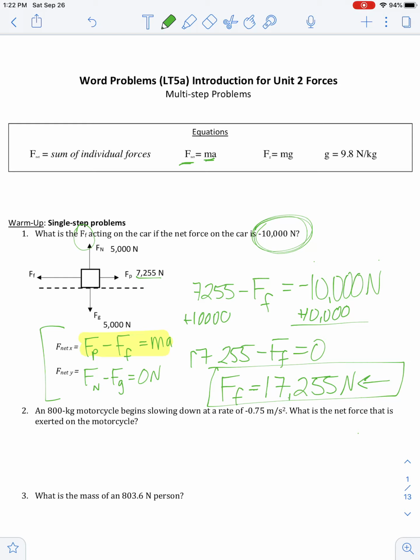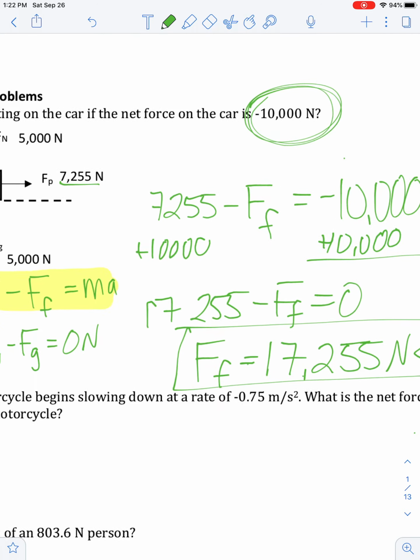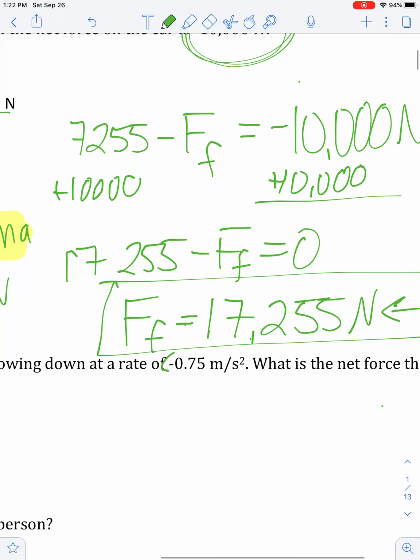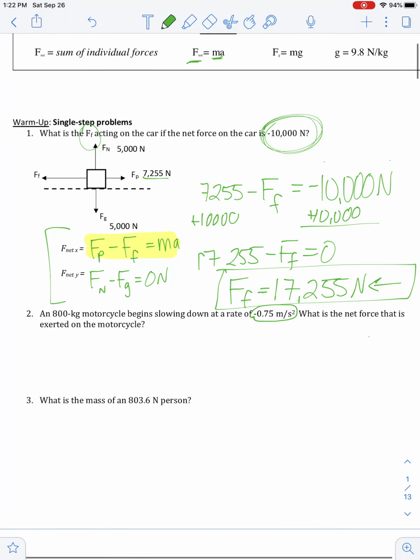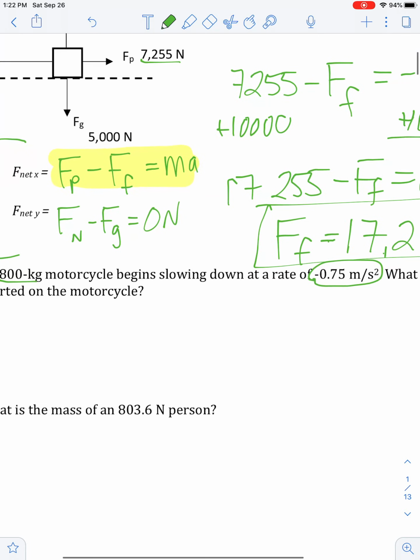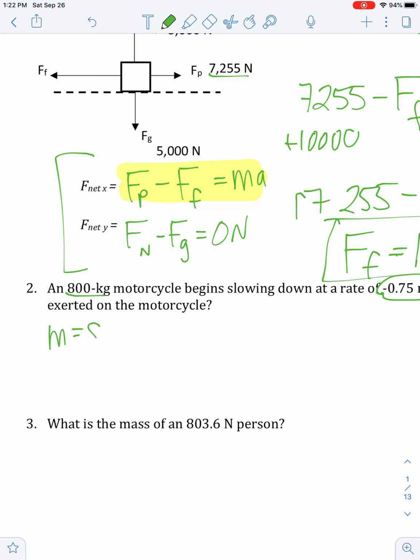Let's try number 2. An 800 kilogram motorcycle begins slowing down at a rate of negative 0.75 meters per second squared. I'm going to circle that. That's my acceleration. It says, what is the net force that is exerted on the motorcycle? So I'm given the mass is equal to 800. I'm given the acceleration is equal to negative 0.75 meters per second squared. Oh, sorry, I forgot the 0.75. And I'm looking for the net force.